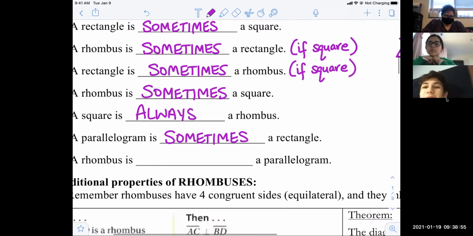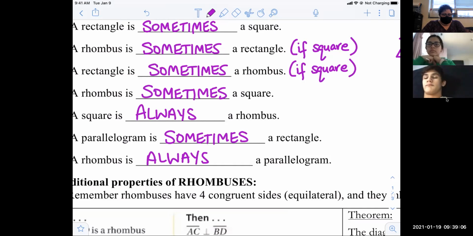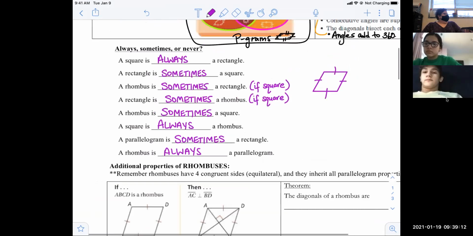It's always. Okay. Rhombuses, rectangles, and squares are special kinds of parallelograms. So if it says this thing is a parallelogram, those are always going to be parallelograms. But the backwards way is the sometimes. Parallelograms in general don't have to have four congruent sides. They don't have to have four right angles. But if they do have those properties, they're going to be one of the special ones.